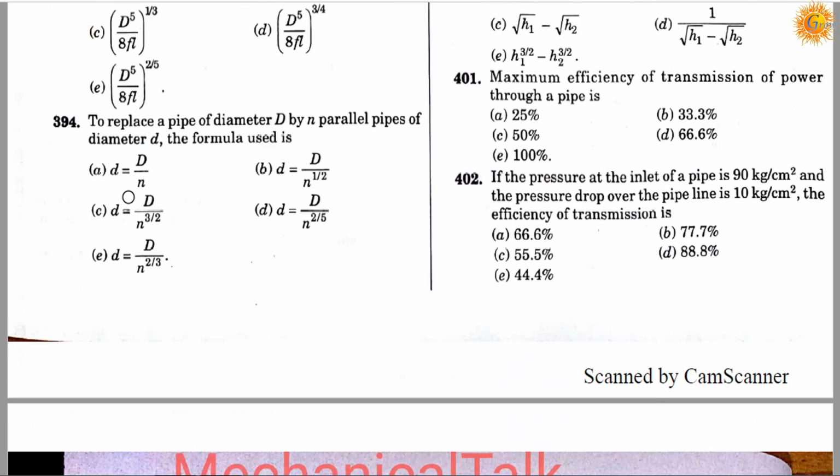Question number 394. To replace a pipe of diameter capital D by small n parallel pipes of diameter small d, the formula used is: option A, d is equal to D by n; option B, d is equal to D divided by n power 1 upon 2; option C, d is equal to D divided by n power 3 by 2; option D, d is equal to D divided by n power 2 by 5; option E, d is equal to D divided by n power 2 by 3. So the correct answer is D. It will be d is equal to D divided by n power 2 by 5.